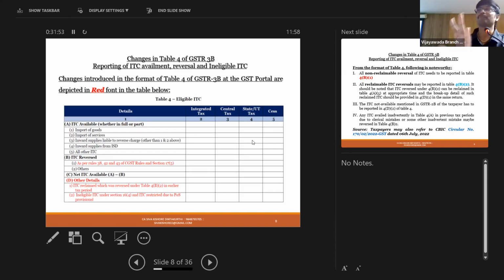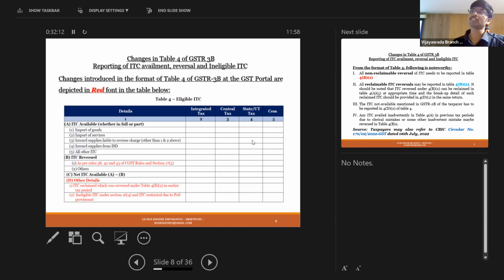Most comfortable audits are petrol filling station audits. No GST at all. Okay. Till such time they are not brought into the purview of GST, non-GST supplies. What are the red font? Red color rows are replaced by the new form of 3B.